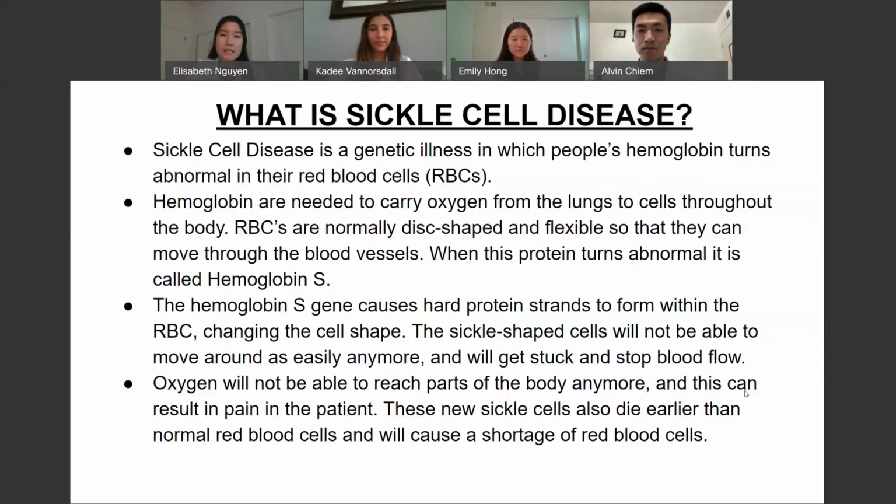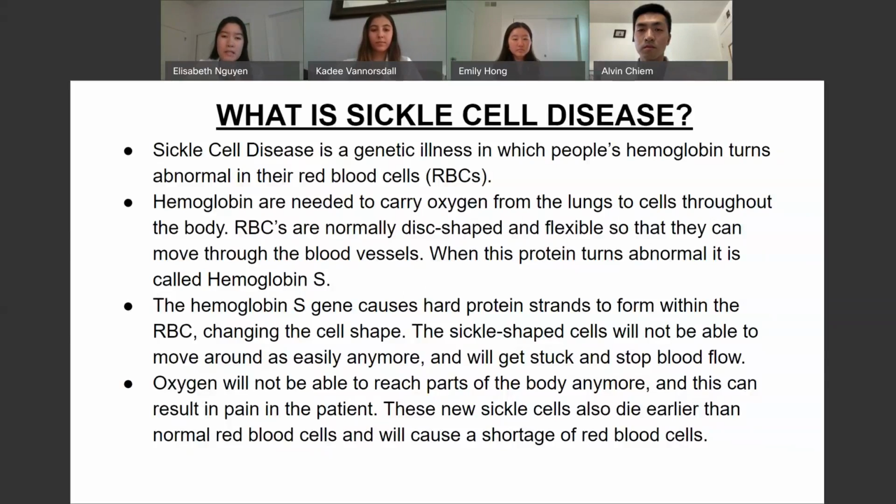Sickle cell disease is a genetic illness that happens when people's hemoglobin turns abnormal in their red blood cells. Hemoglobin is necessary and helps carry oxygen from the lungs to the cells throughout the body. Red blood cells are normally disc-shaped and flexible so that they can move easily throughout the blood vessels. However, when this hemoglobin turns abnormal, it is called hemoglobin S.